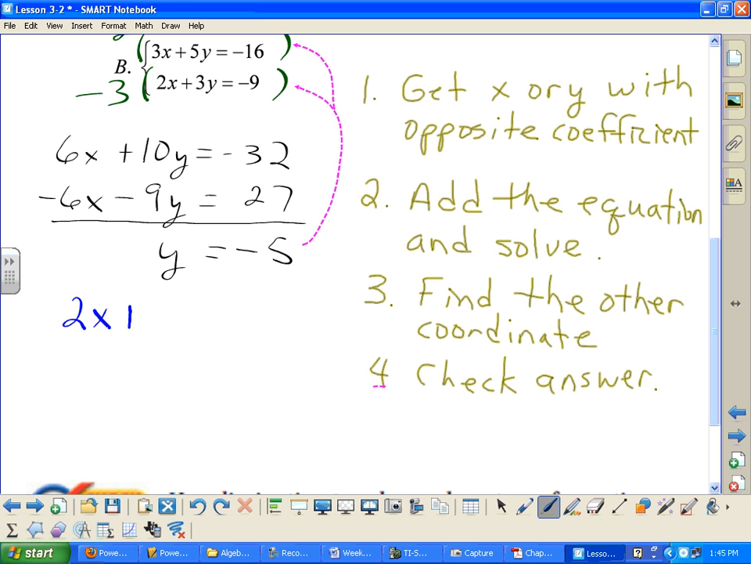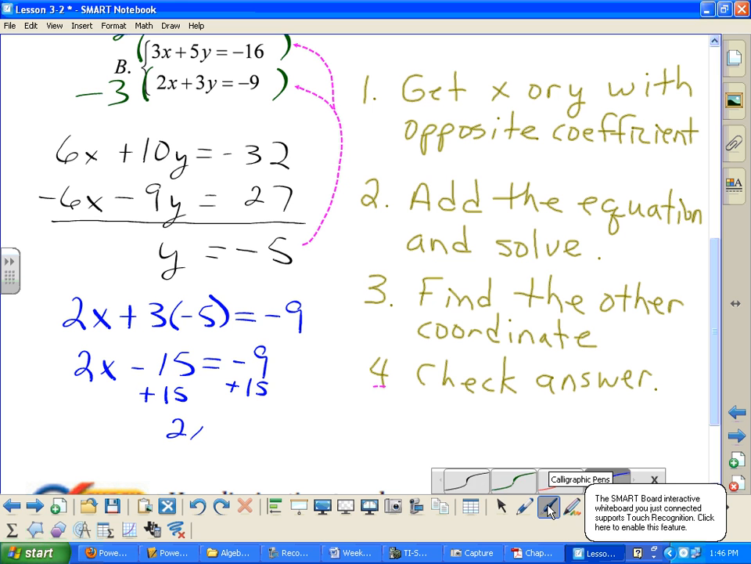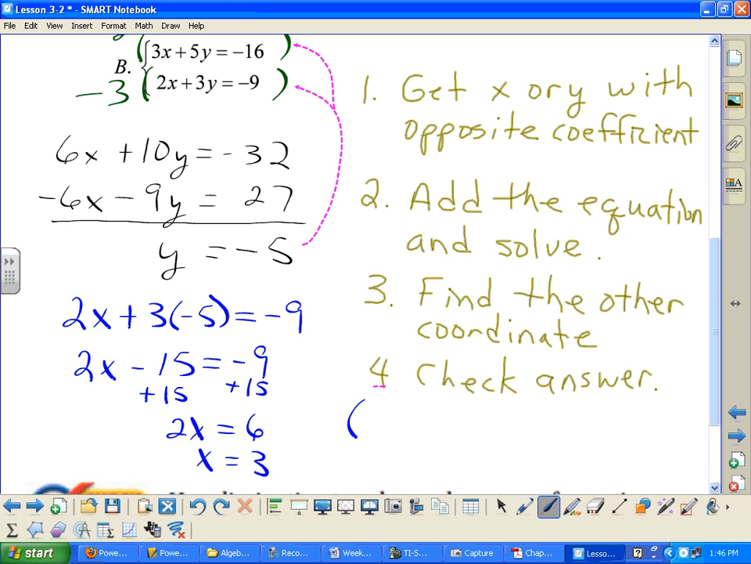(2x) plus 3 times -5 equals -9. And so now I'm going to solve this equation. So we get x equals 3. So my answer is the point (3, -5).